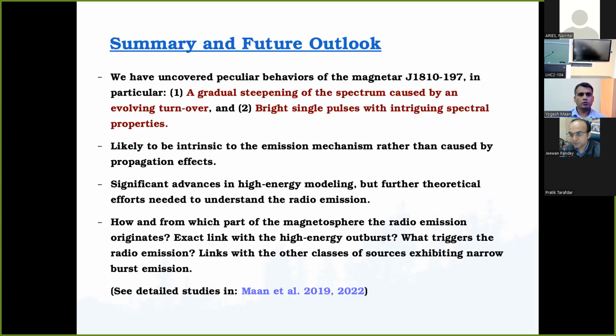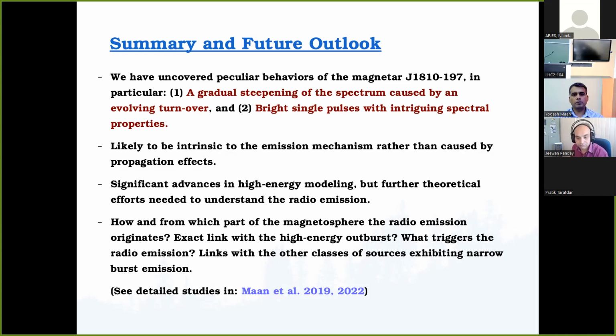So with that, I would summarize that we have uncovered a few peculiar behaviors in the magnetar 1810-197, two in particular, which I still want to emphasize here. One is the gradual steepening of the spectrum caused by a turnover which evolves with frequency and with time. That's the first time anyone has seen it in a system which we find hard to associate with any thermal absorption explanation.